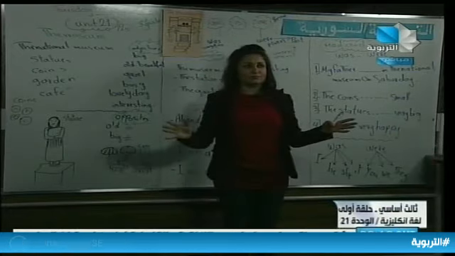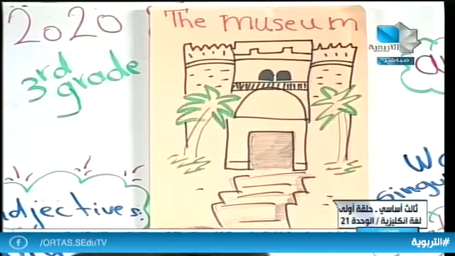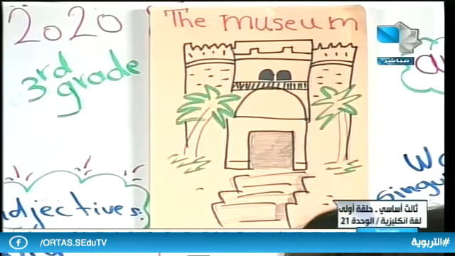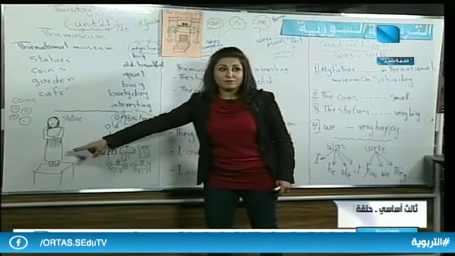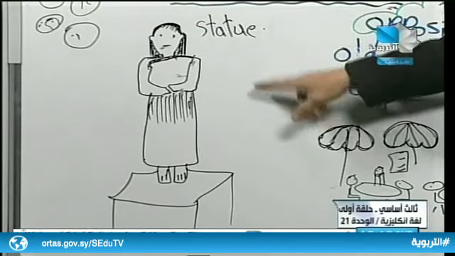Look at me. I'm like a statue now. Statue. Okay. Look at this. It's one statue. This is a statue. You can find the statue. Look at this. It's a statue. You can find statues in the museum.